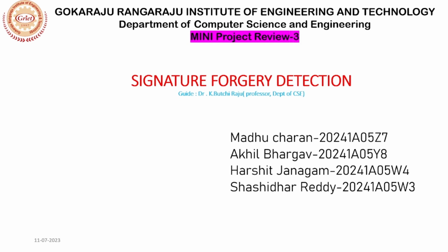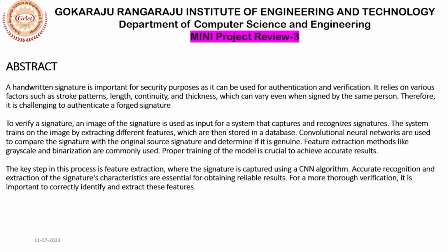CNNs use the same weights for the different parts of the image, which is a major benefit. Convolutional neural networks also reduce the amount of computation needed compared to a regular neural network. CNNs apply the same knowledge to all locations in the image. So, the abstract will be continued by my friend.